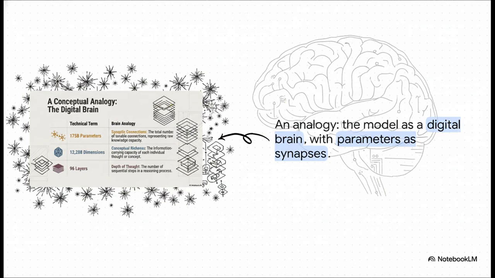To make all these numbers feel a bit less abstract, let's use an analogy. Let's think of this whole thing as a digital brain. Those 175 billion parameters, they're like the synapses, the connections that hold all the knowledge. The 96 layers we talked about, that's the depth of its thought. And that big 12,288 number for the dimensions, that's the richness and nuance it can understand for any single idea.